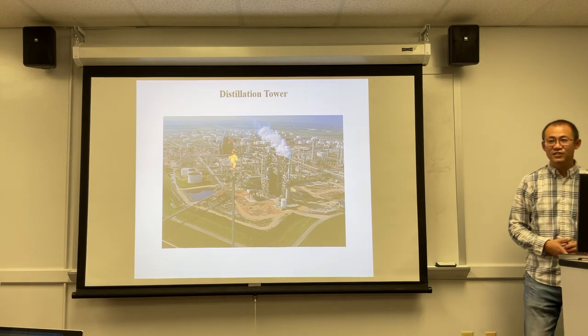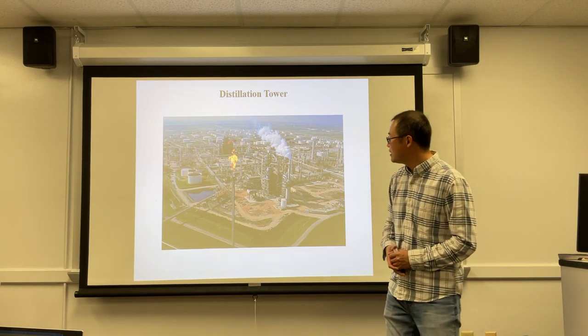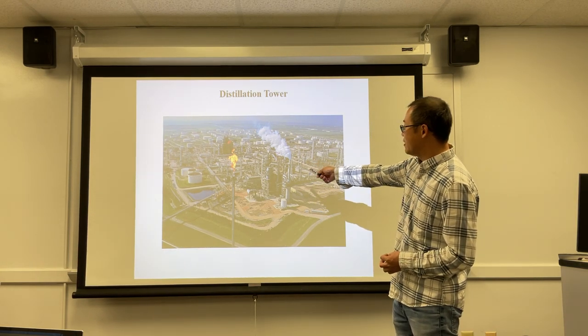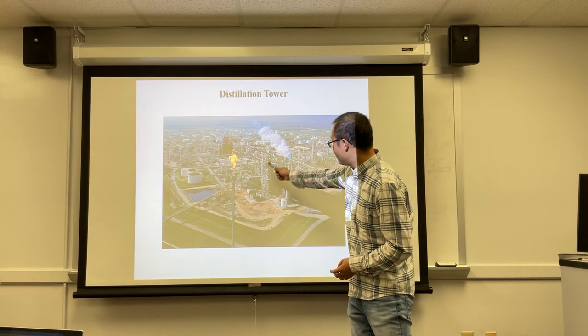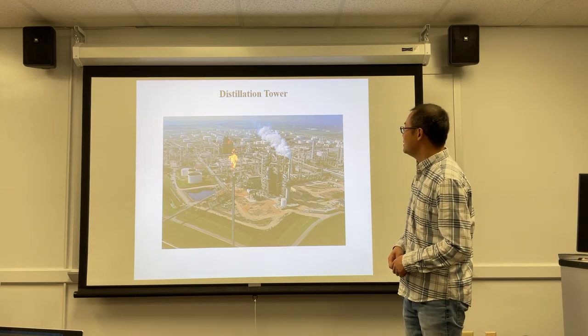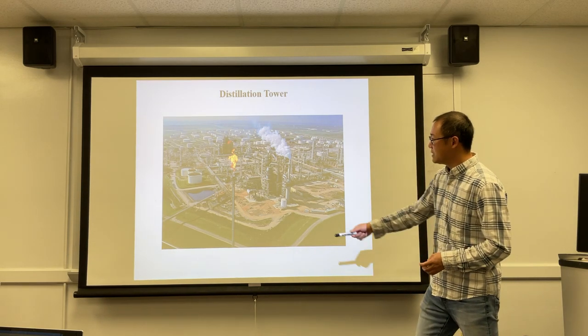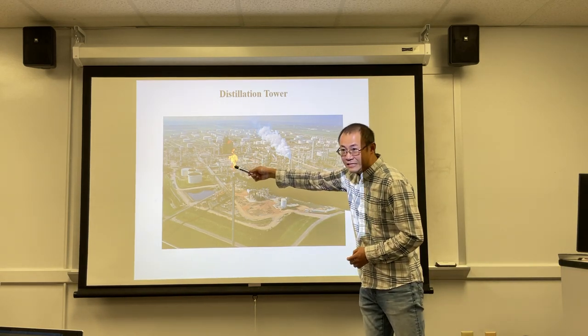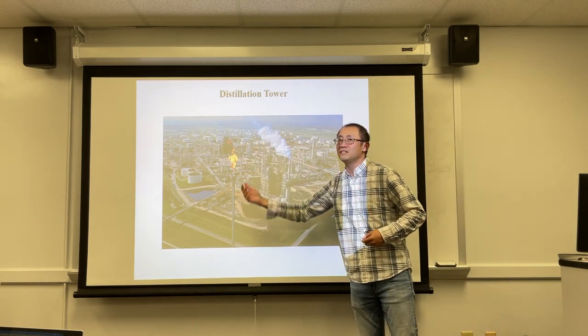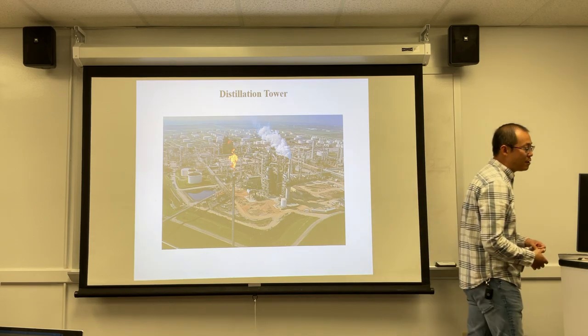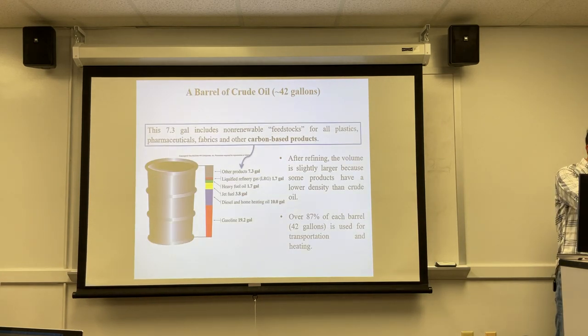Here's a picture of the distillation tower. This is a picture of an oil refinery. You can see these big towers. These big towers are distillation towers. And of course, sometimes they burn the gas at the top. Mostly the ones burned are natural gas, with fewer carbons.